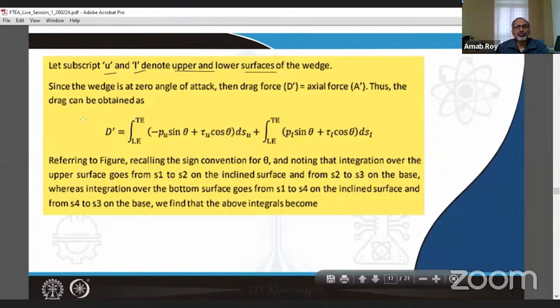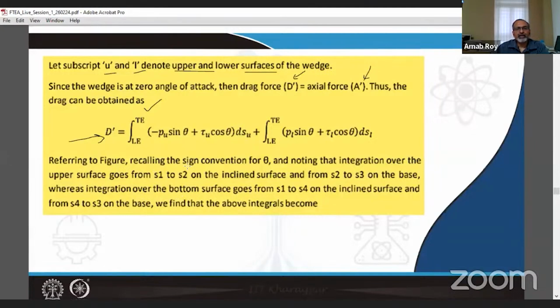And then when we go to finding the drag force, we understand that since it's at a zero angle of attack, it's the same as the axial force. And note that we have put a dash on both because the calculations are done for unit span. Thus, the drag can be obtained using an expression like this, where we go from leading to the trailing edge. Remember, here the trailing edge happens to be the midpoint of the base region of the wedge. That's what is considered as the trailing edge.